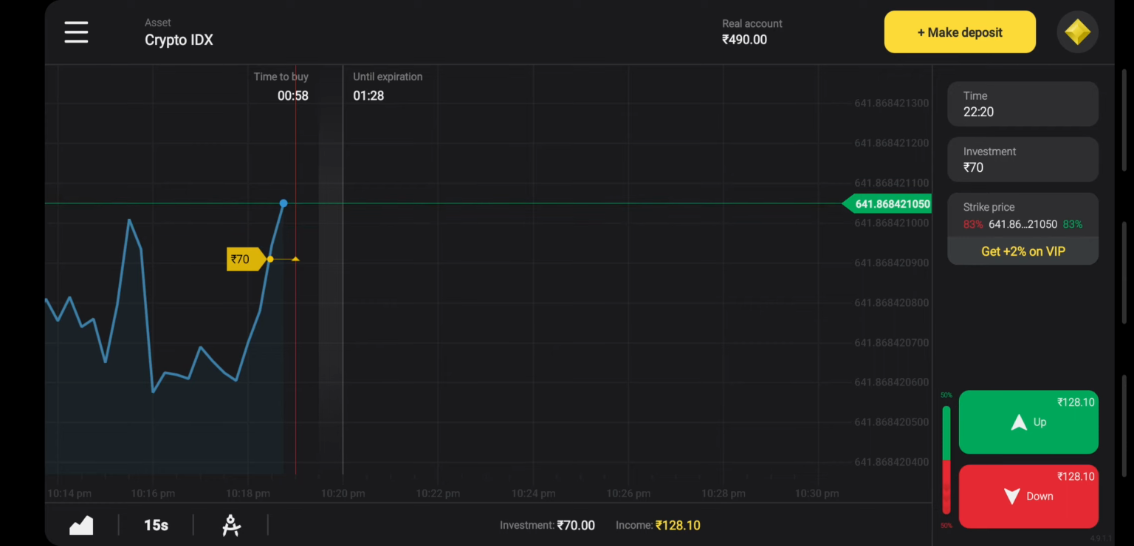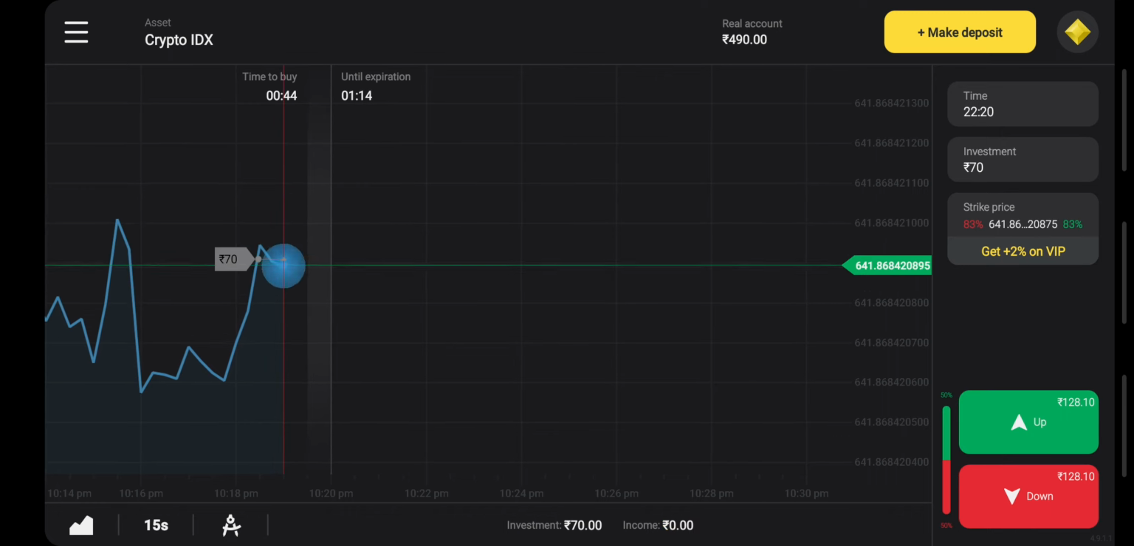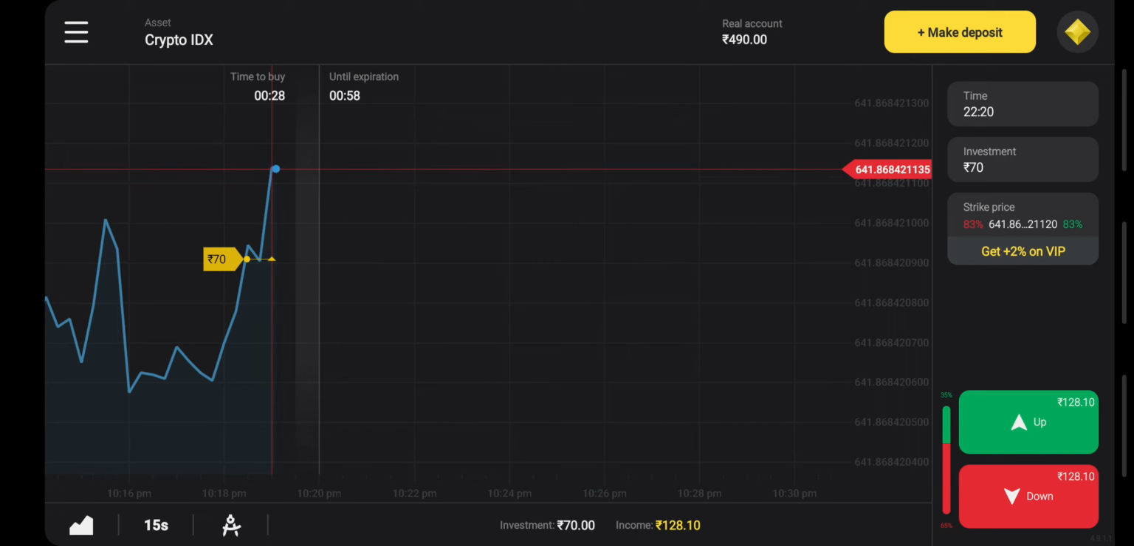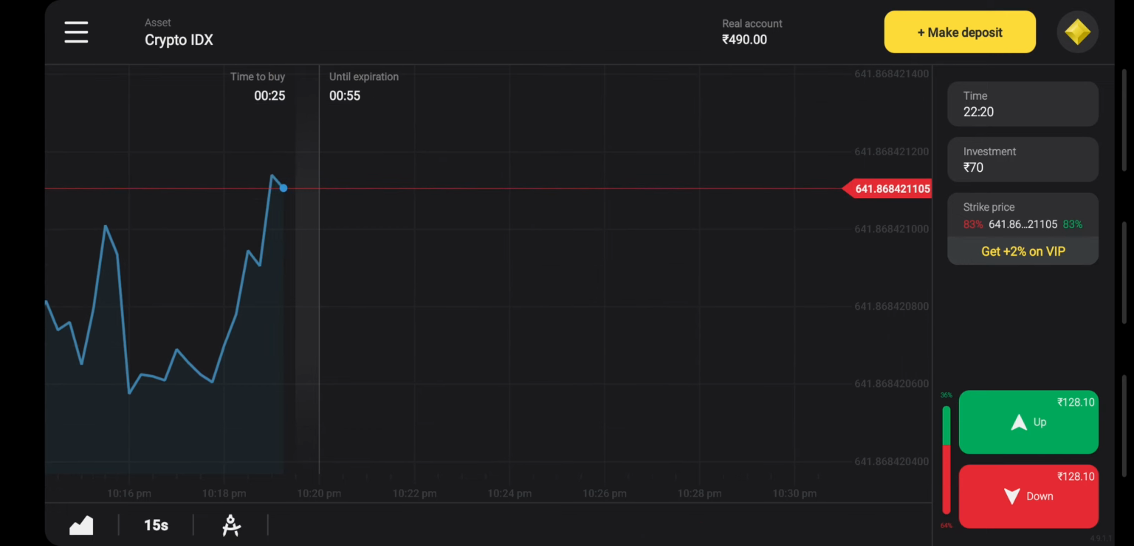I decide that the price is going to go up, so I click on up, and you can see on the graph I've invested 70 rupees. I am going to get a profit. The price is actually going up. Yes, now it falls down. Yep, it's fluctuating, but the moment this price expires, once the meter crosses this red line, it will decide whether I win or not. As you can see, my prediction was right. I got 128.10 and my balance has increased.